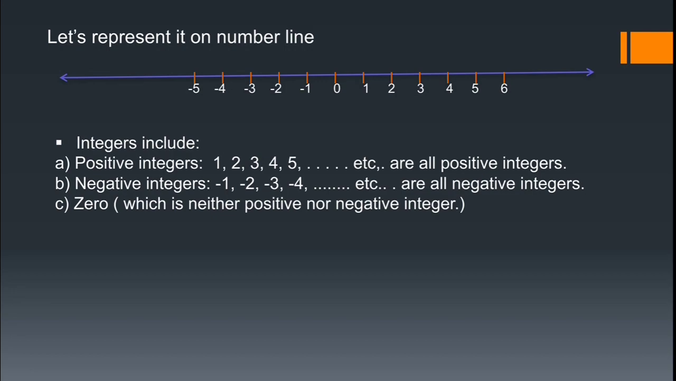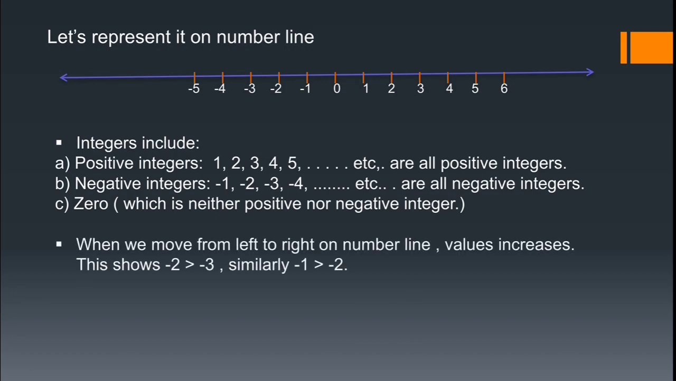Again, from this number line we can say that as we move from left to right, the value increases. That is, suppose you move from -4 to -3, that is towards the right, then what do you get? -3 is greater than -4. Or suppose you move from -2 to -1 towards the right, then you obtain that -1 is greater than -2.